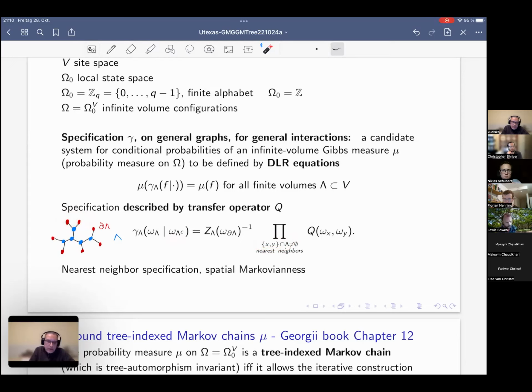actually a probability kernel. Yeah? So that tells you if I'm specifying everything here on the outside, what is the probability to see an omega lambda configuration in the inside? Yes. And so note this is a nearest neighbor specification because we don't need to look further than along the edges, and we have the spatial Markovianness. So the boundary condition is entering only through the immediate neighborhood, this outer neighborhood of the lambda.